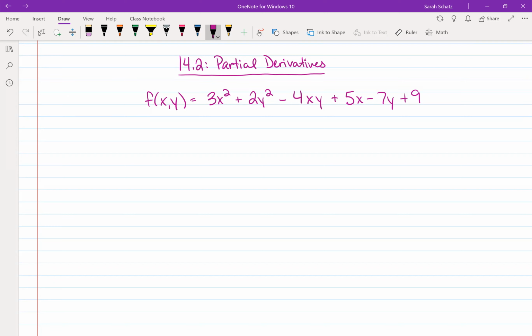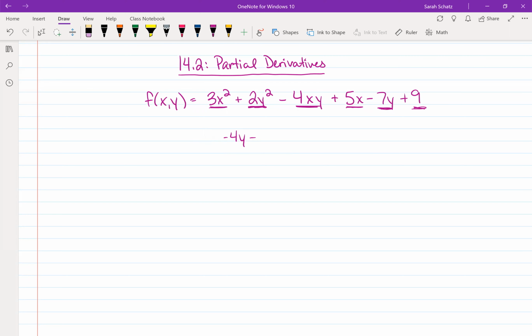But you guys, what if I asked you to take the derivative of this function? And you might wonder, well, how can I do that? Should I just take the derivative as normal since they're all input variables? Should I just get like 6x plus 4y minus, and then you might get stuck and be like, oh, well, what do I do with that?